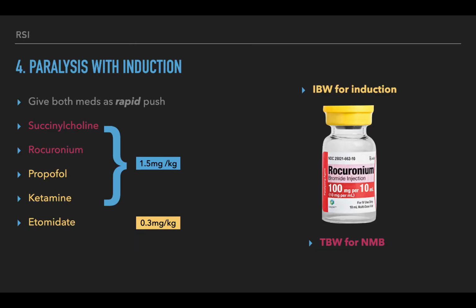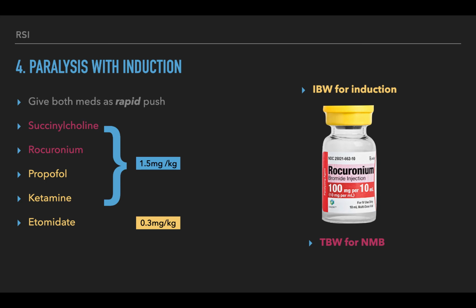Okay, the fourth P is paralysis with induction. So we know we're going to give both meds as a rapid push, hence the R in RSI. The dosing for these medications has really been simplified a lot. So you've got your neuromuscular blockers at the top there, and then some of your induction agents, all at 1.5 milligrams per kilogram. So basically, if you get flustered or when in doubt, you're going to remember 1.5. You usually can't go wrong with that. Obviously not with etomidate, that stays 0.3 milligrams per kilogram.